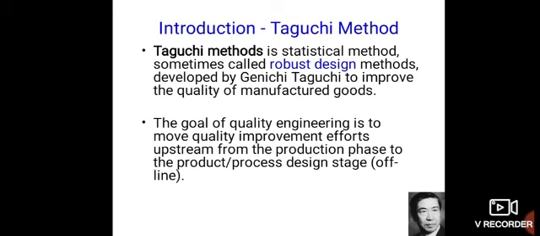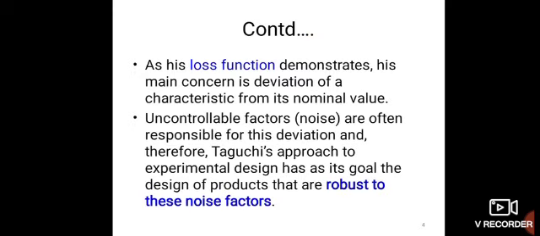Introduction of Taguchi method. Taguchi was an electrical engineer of Japan who gave the concept of robust design. The goal of quality engineering is to move quality improvement efforts upstream from the production phase to the product or process design stage. It is the method of offline production system as suggested by Taguchi. He gave the concept of loss function.